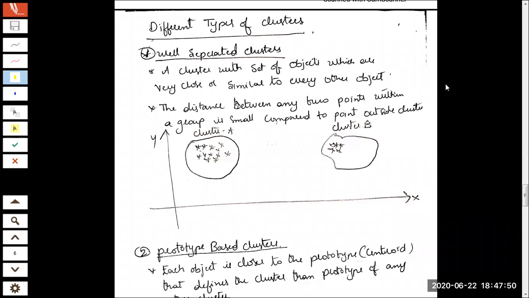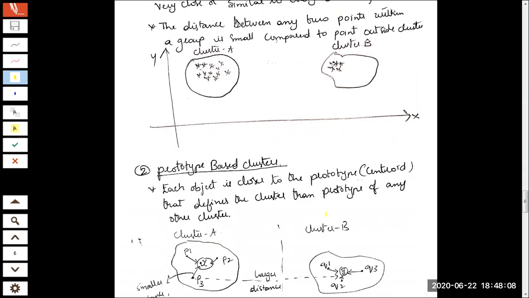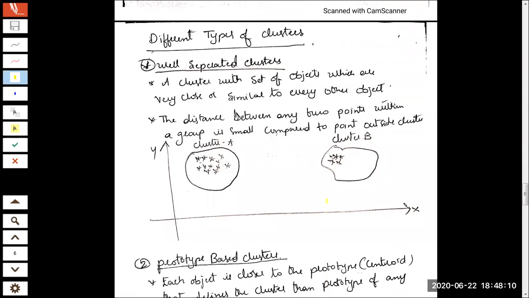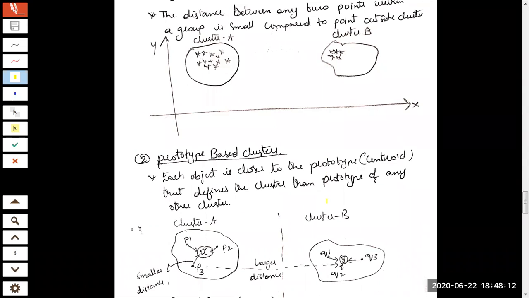So we were discussing different types of clusters. So we saw what is a well-separated cluster, where the data points within a cluster are very closely related to each other compared to a data point from a different cluster. Okay. So next, we will continue with the next type of cluster, that is prototype-based cluster.